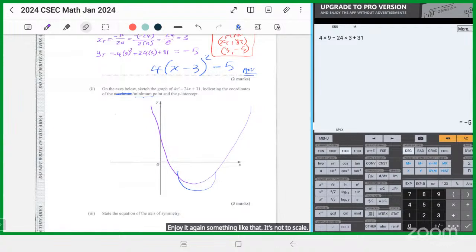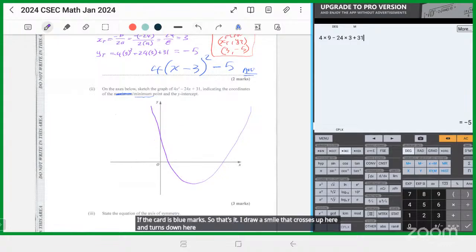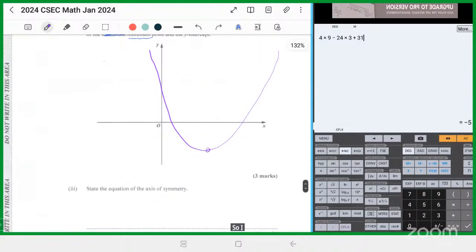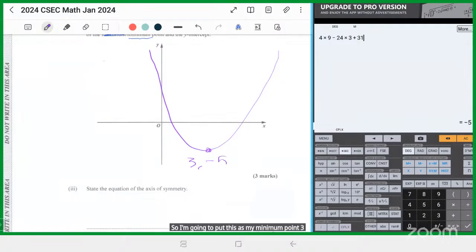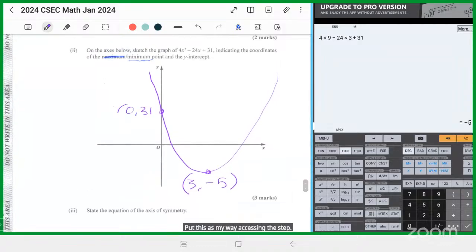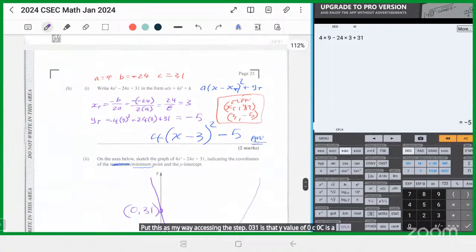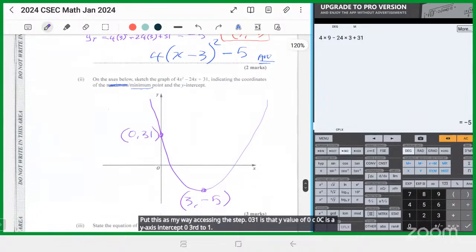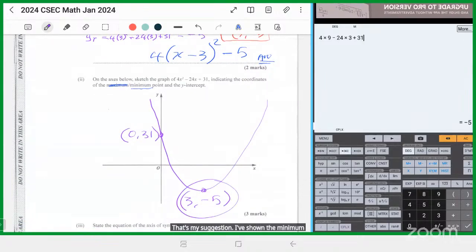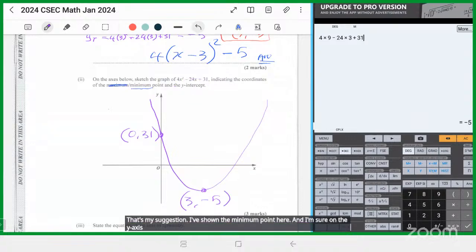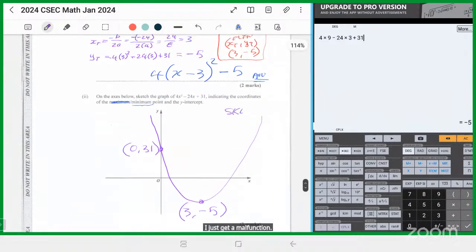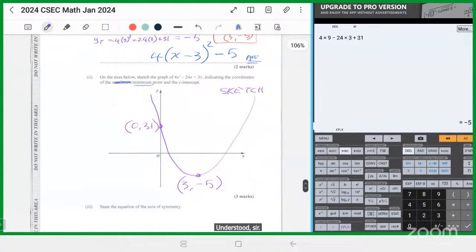Let's take out these blue marks. So you see, I draw a smile that crosses up here and turns down here. It's not to scale. So I'm going to put this as my minimum point, 3, -5. Put this as my y-axis intercept, 0, 31, that y value, 0c. That's my sketch. I've shown the minimum point here, and I've shown the y-axis intercept. That's what they wanted. That's a sketch of my function. Understood, sir. All right, good. Beautiful. 3 marks for putting on those things.